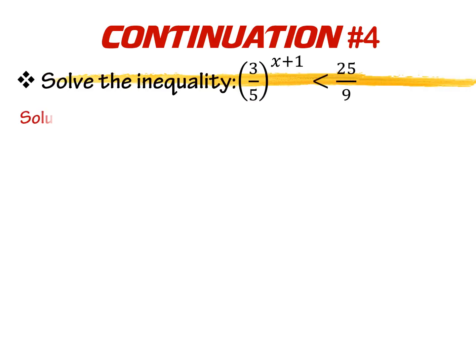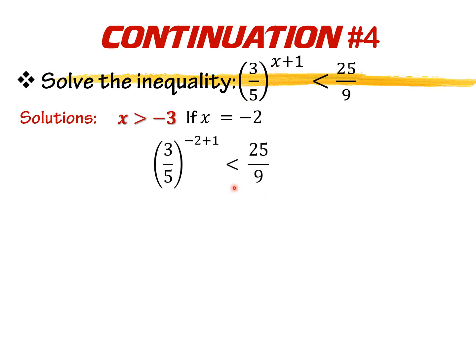Okay, to check whether our solution set is correct, we have here x is greater than negative 3, so we will use the value negative 2, negative 1, 0, and so on and so forth. But let's try x equal to negative 2. So substitute negative 2 to the original inequality. You will have (3/5) raised to negative 2 plus 1 less than 25 over 9. So that will give you (3/5) raised to the negative 1.